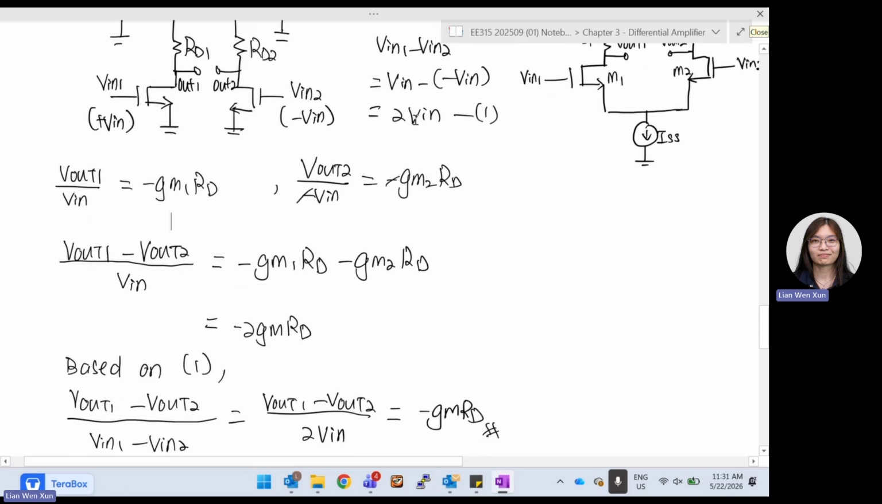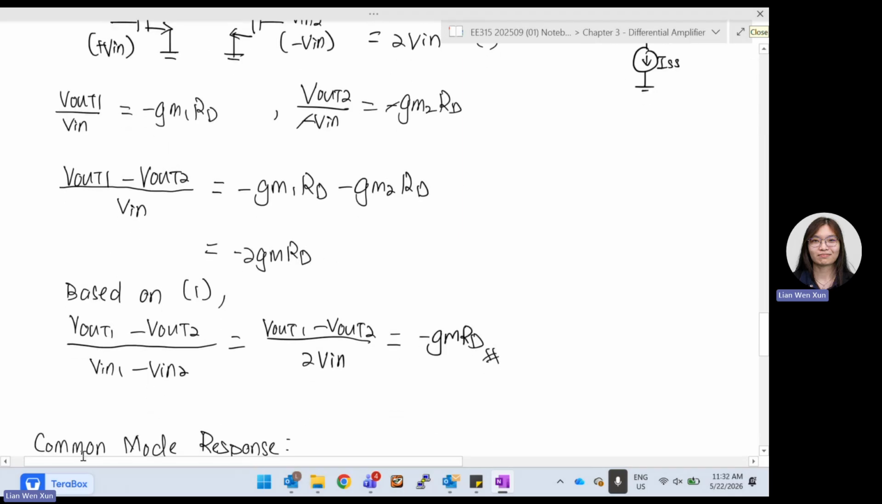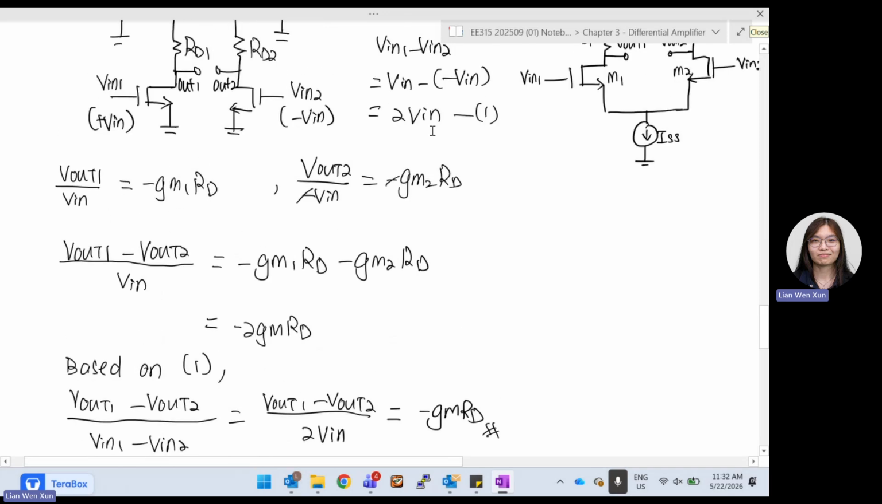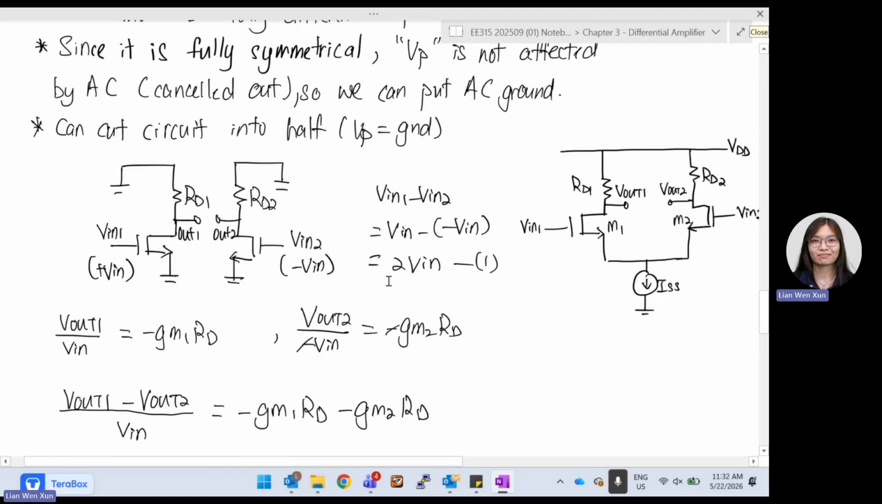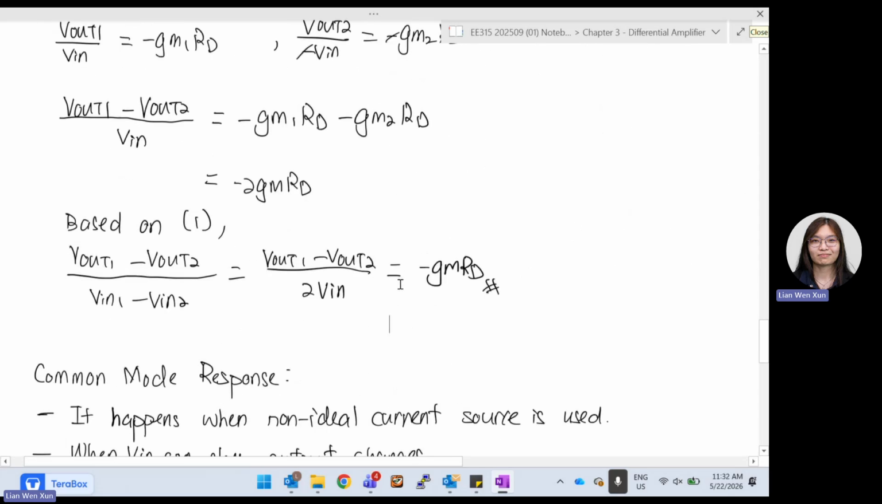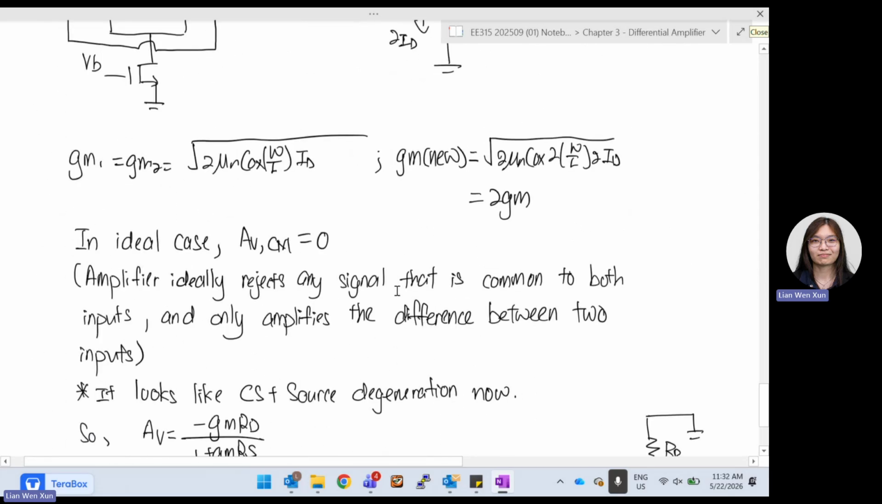Based on this first condition, our aim is to find V out 1 minus V out 2 divided by V in 1 minus V in 2. We know that V in 1 minus V in 2 is 2 V in. So we are looking for V out 1 minus V out 2 divided by 2 V in. We already got V out 1 minus V out 2 divided by V in. We just divide this by 2, and we get negative GM RD. So back to the same result we derived for superposition. They are the same answer. All right.